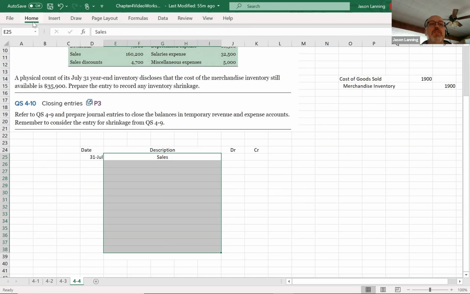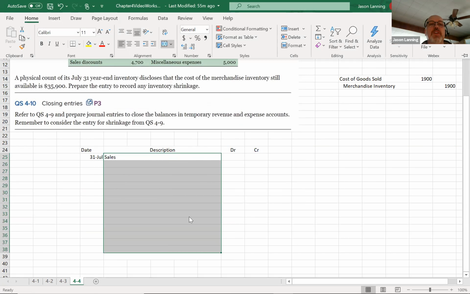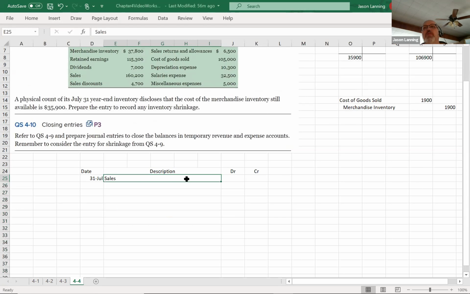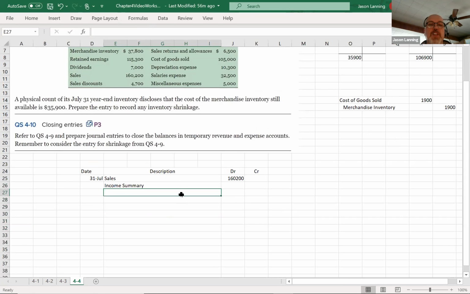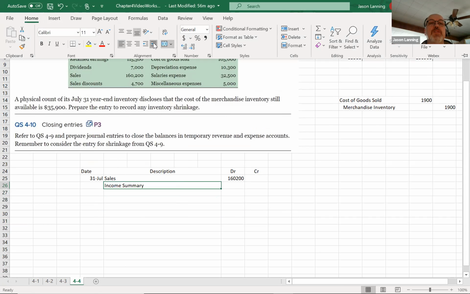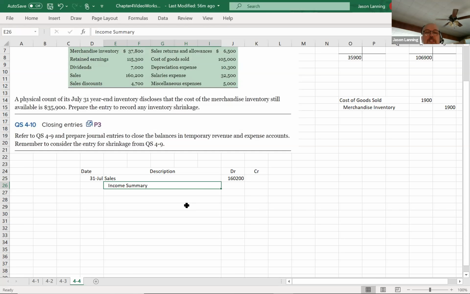Let me do this real quick. Okay. So we'll debit our sales for the amount of sales, 160,200. And what we'll end up crediting here is our income summary. And this is our temporary account that we are going to use to close these accounts too. So this is how we close revenue.